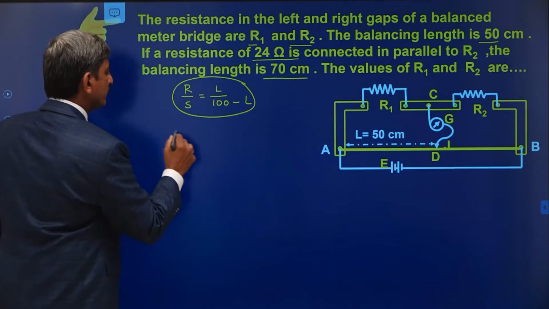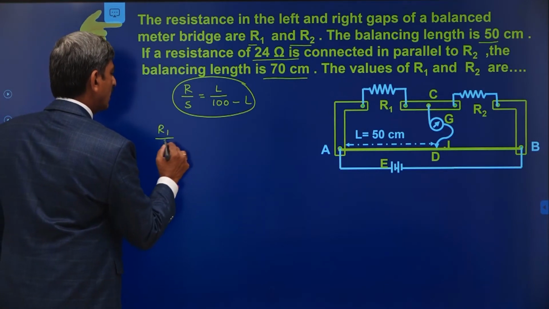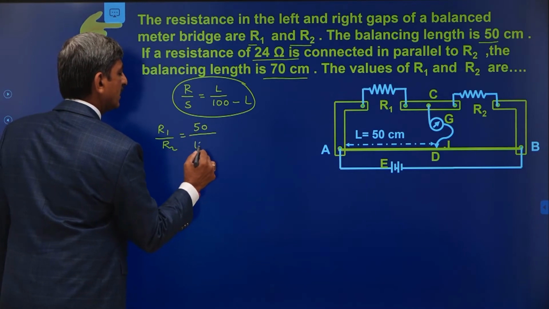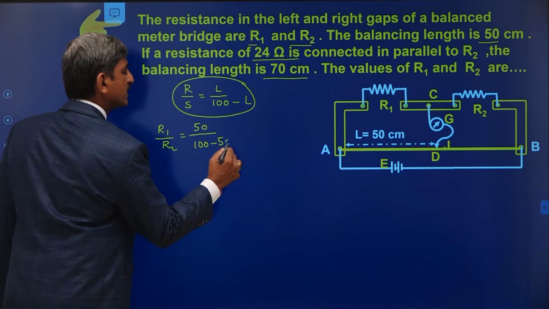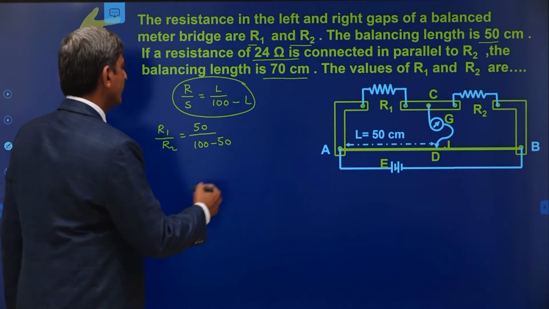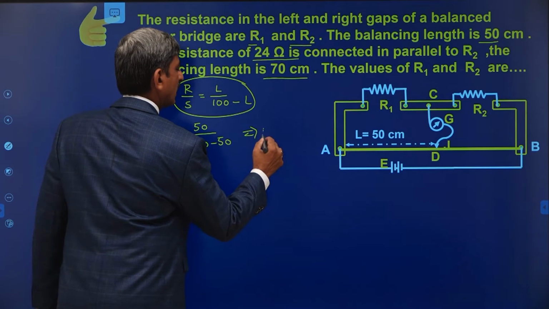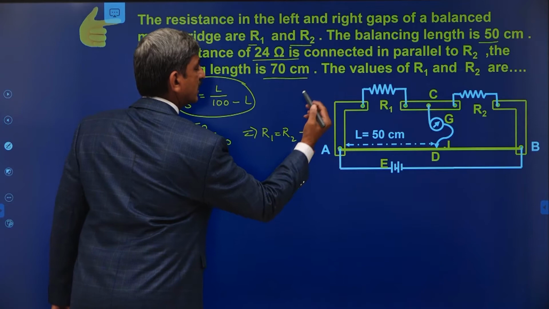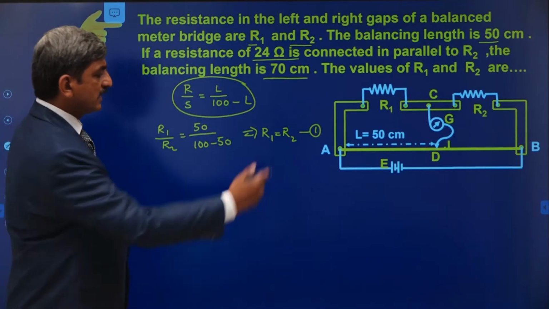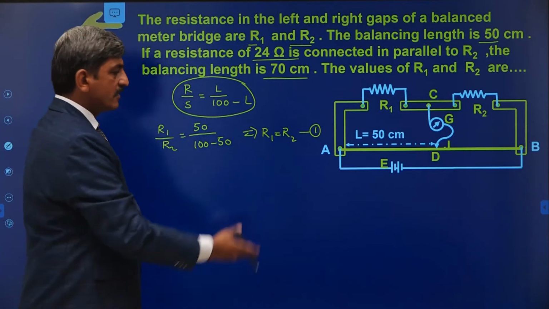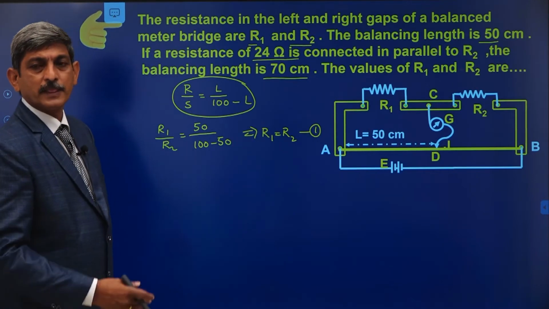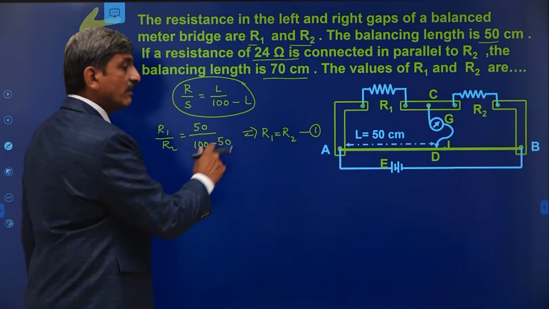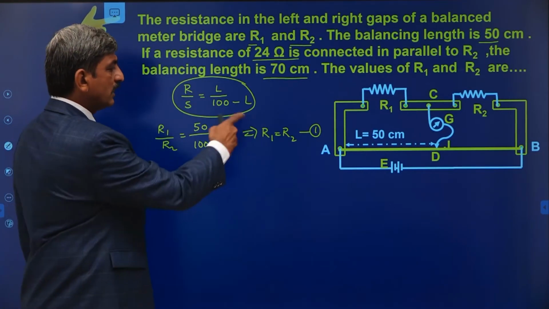This is the condition of the meter bridge. Now by applying the values we have R1 by R2 is equal to 50 by 100 minus 50. 100 minus 50 is equal to 50. 50 gets cancelled and we have R1 is equal to R2. Let it be equation number 1. Because here the balancing length is given as 50 centimeters, we get R1 is equal to R2. If the balancing length is other than 50 centimeters, substitute the values, you will get one relation between R1 and R2. Let it be equation number 1.